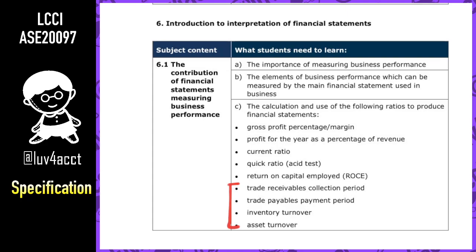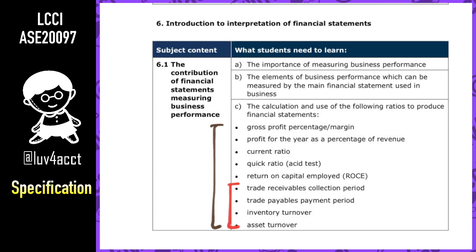But usually when we learn these ratios, we learn everything together, right? Because we cannot look at just one ratio and make a conclusion. Always we have to look into different ratios before we can make a conclusion.